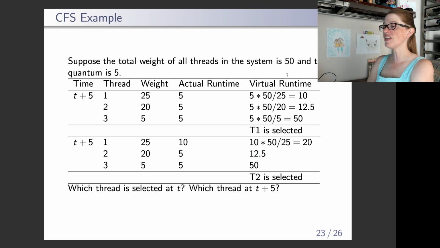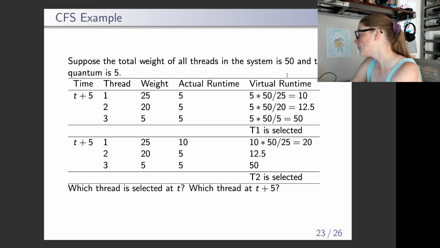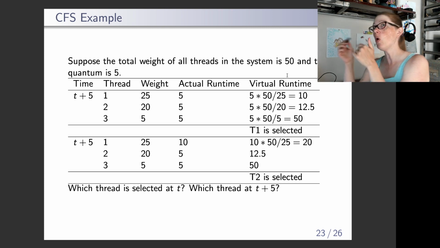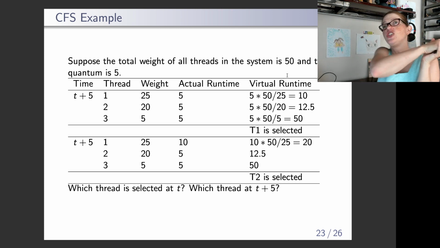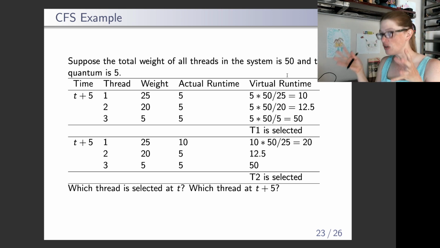Now, there are some interesting things that aren't taken into consideration here, or at least we haven't talked about. What about a thread that's new to the system? A thread that's new to the system would have an actual runtime of 0, which means that its virtual runtime would also be 0. Does that mean that in order to catch up to older threads, we're going to do a giant burst of letting the new thread run? Well, theoretically speaking, that is what would happen, but that's not how Linux does it.